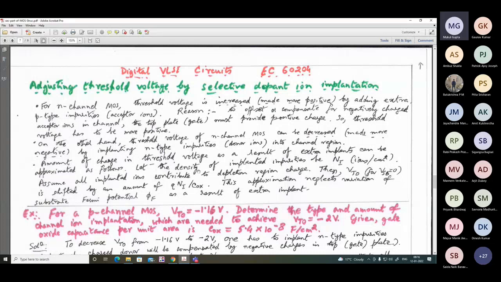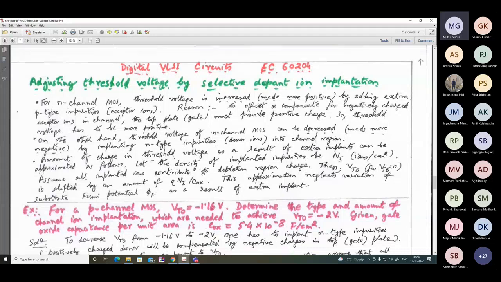The amount of change in the threshold voltage as a result of extra implants can be approximated as follows. Let the density of implanted impurities be Ni ions per centimeter square. Assume all implanted ions contribute to depletion region charge. This is also another tacit assumption. Then VT0 for VSB equal to 0 is shifted by an amount QNi by Cox.